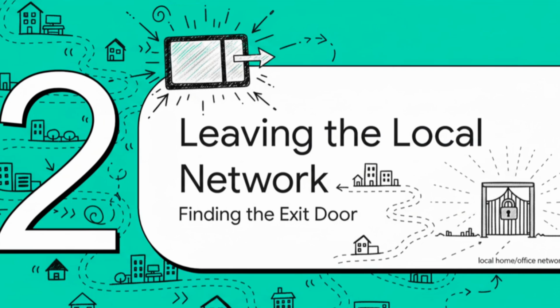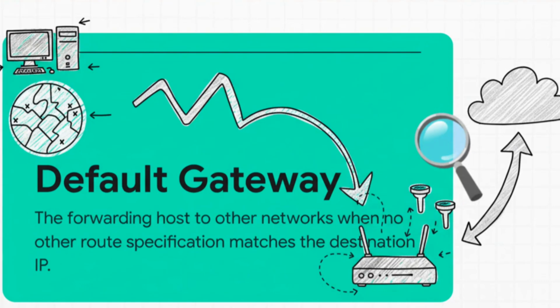All right, our packet's all addressed and ready to roll. What's its first challenge? Well, it's just getting out of its own neighborhood. Your home or office network. Your computer takes a quick look at its local map and sees, hey, this destination address isn't around here. So it does the only thing it can. It sends the packet to the designated exit door. We call this the default gateway. And for most of us, it's our Wi-Fi router. It's the single point of contact for any and all traffic that needs to leave the local network.